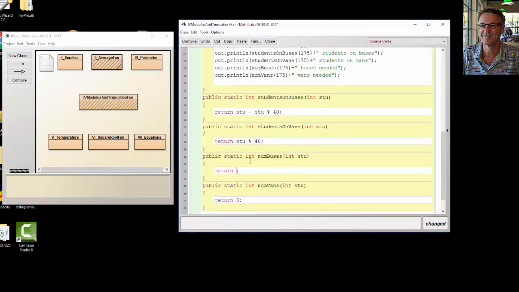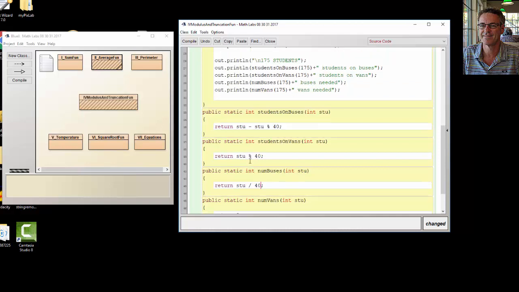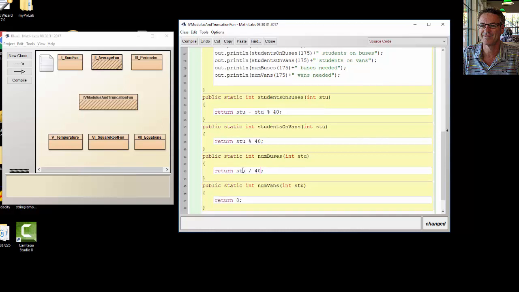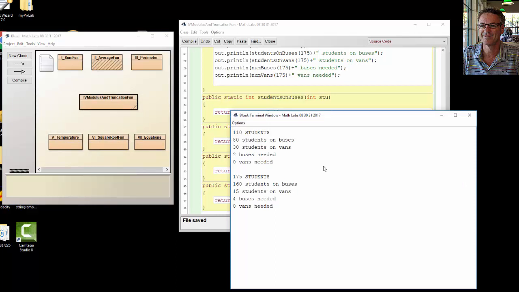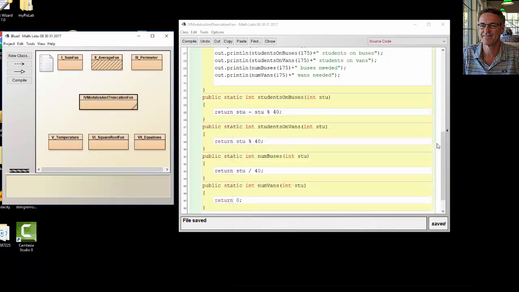We're going to say stu divided by 40. And so what's that going to do? If we have 110 kids going, 110, an integer, divided by 40, an integer, gives us 2. That's how many buses we want. Not 3, but 2. We want the truncation to happen here. So let's make sure that works. And there we go.